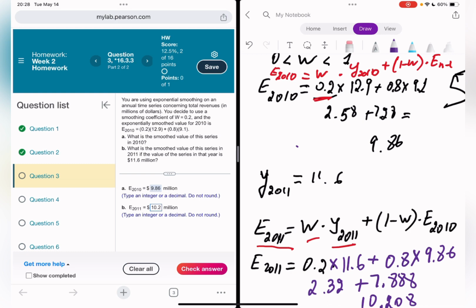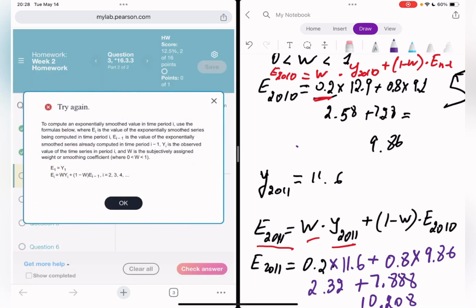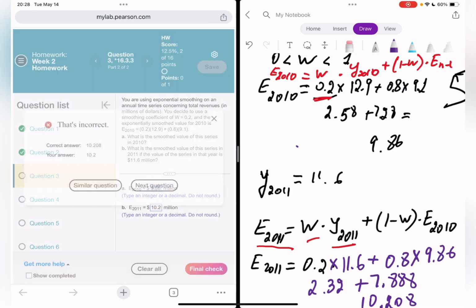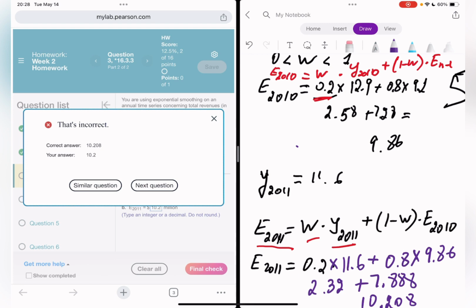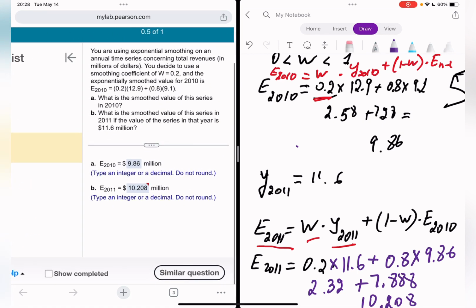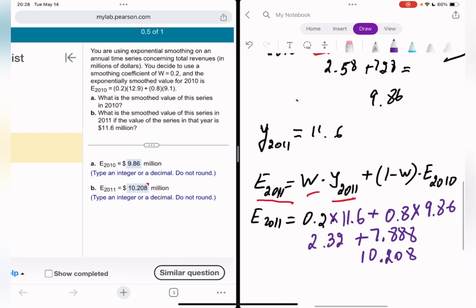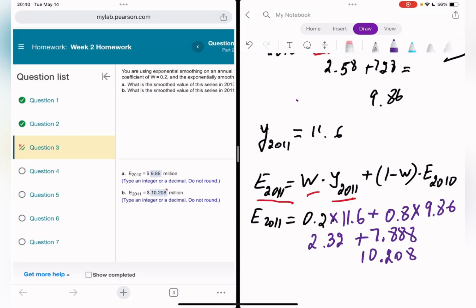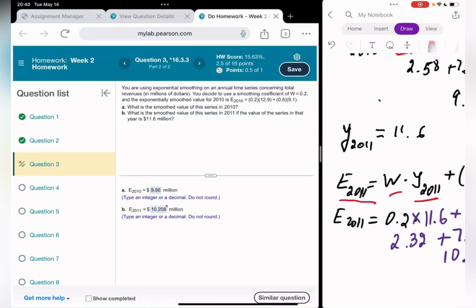I don't understand what is wrong. I want to see the answer. Let me check again. Let me see what they say. Oh, so they want 3 digits, but they said here type an integer or a decimal, so they fooled me. A decimal I would put, that's why I put 10.2, but it's correct. Okay. So what do we have? Next question.